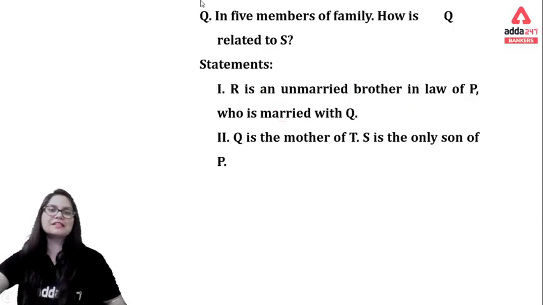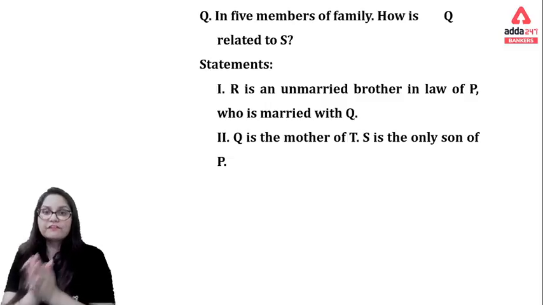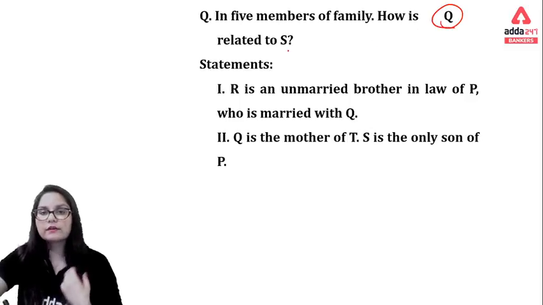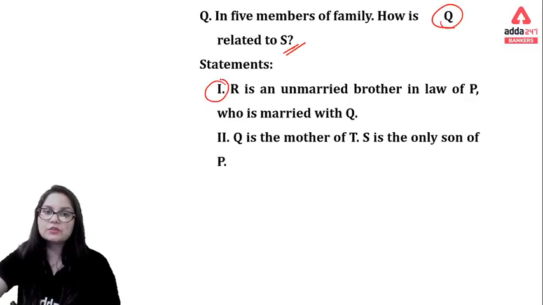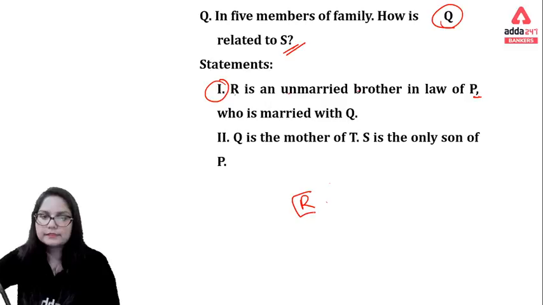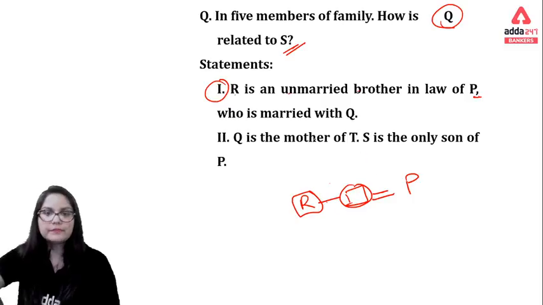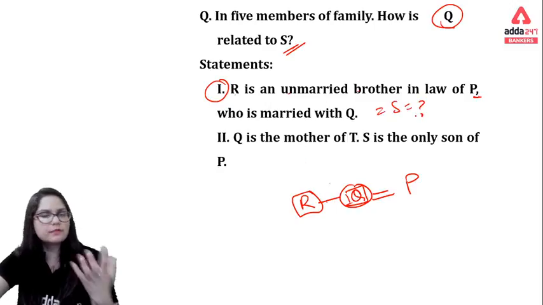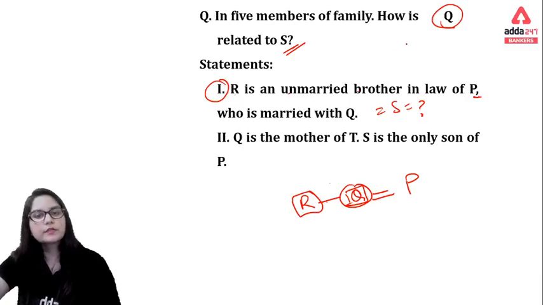So coming to the next question that is asked from you guys: in a family of 5 members, how is Q related to S? From the first statement, R is an unmarried brother-in-law of P. That means he has a brother or sister who is married to P, and P is married to Q. Okay, fine. Still we do not have S here, so we are not able to identify how Q is related to S.